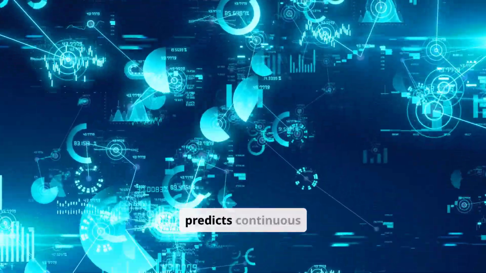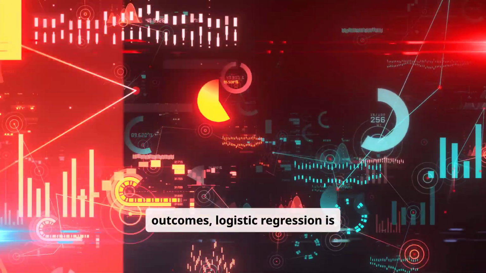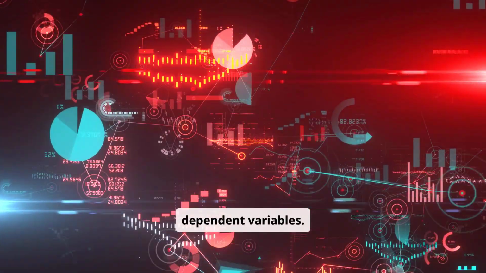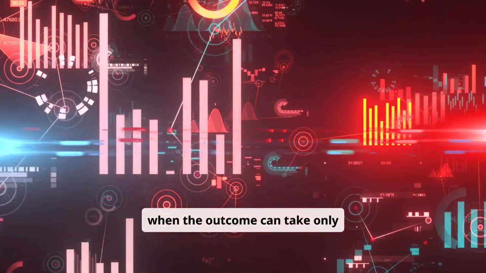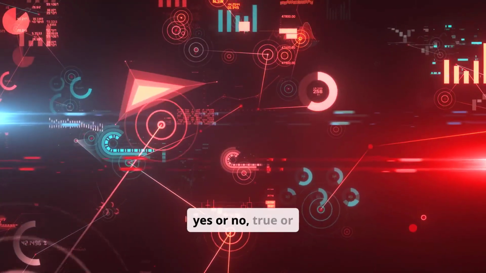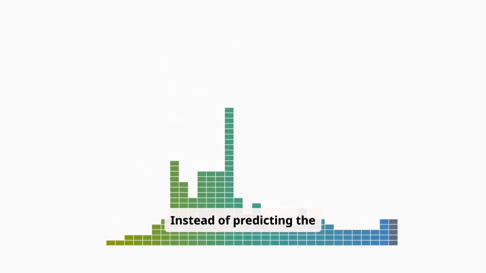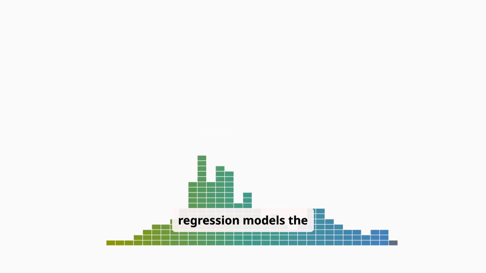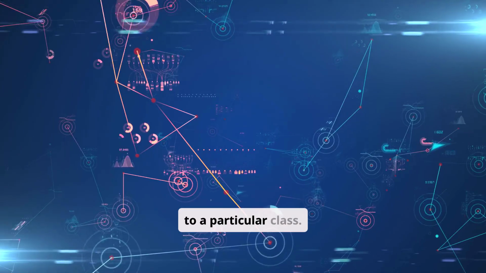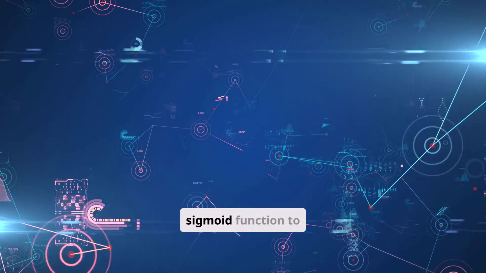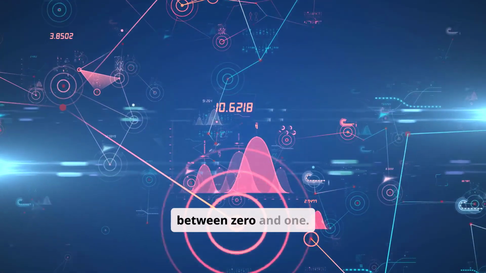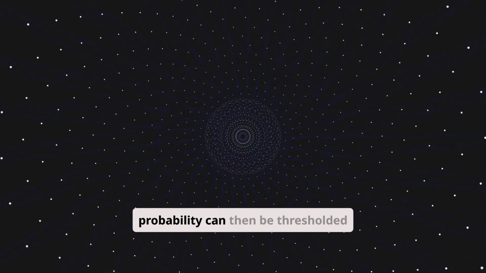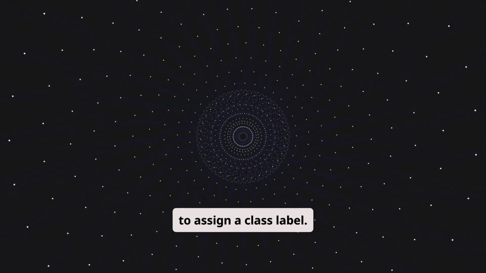While linear regression predicts continuous outcomes, logistic regression is designed for binary dependent variables. It is a powerful classification technique used when the outcome can take only two values, such as yes or no, true or false, or success or failure. Instead of predicting the outcome directly, logistic regression models the probability of the outcome belonging to a particular class. It uses a sigmoid function to transform the linear combination of predictors into a probability between 0 and 1. This probability can then be thresholded to assign a class label.